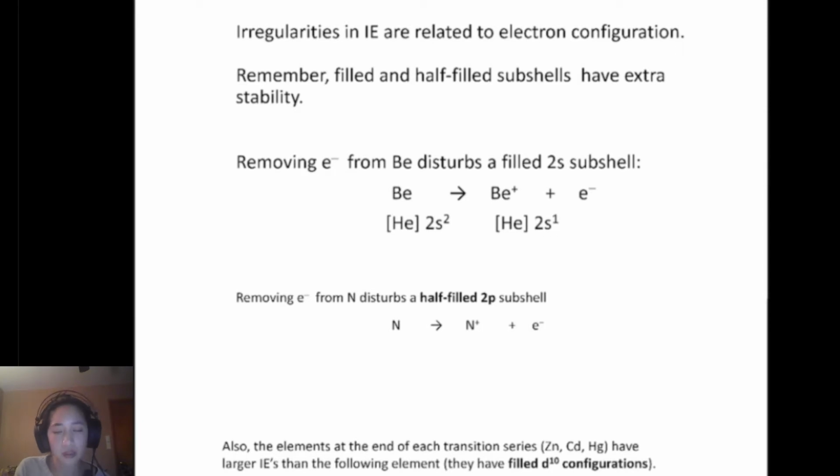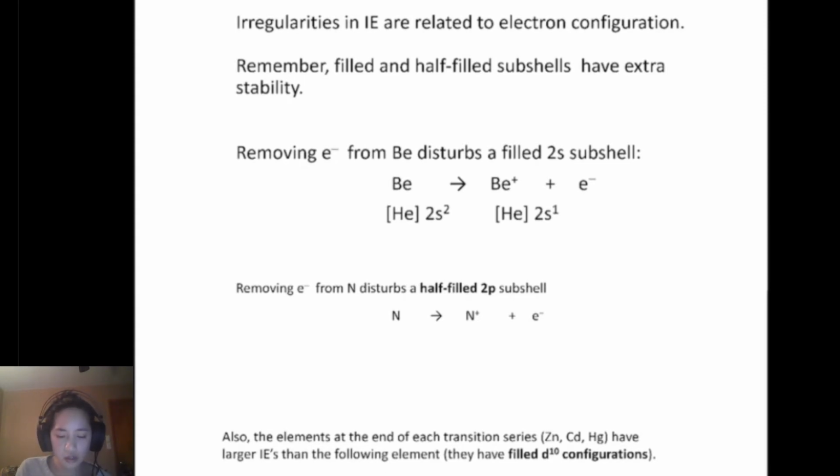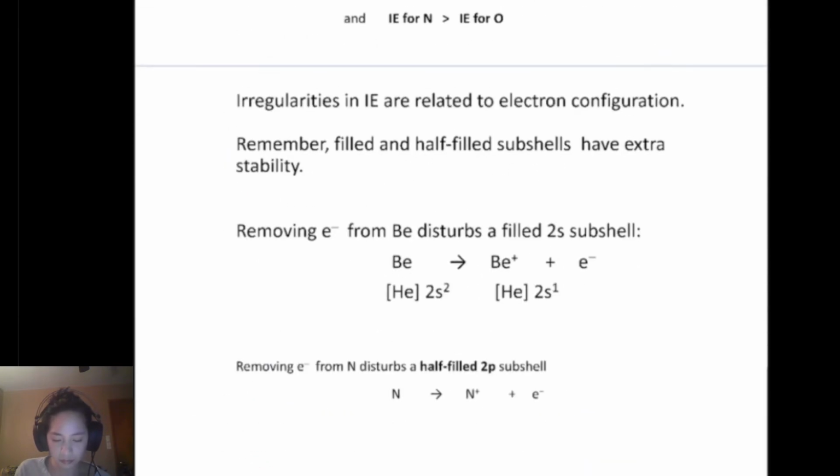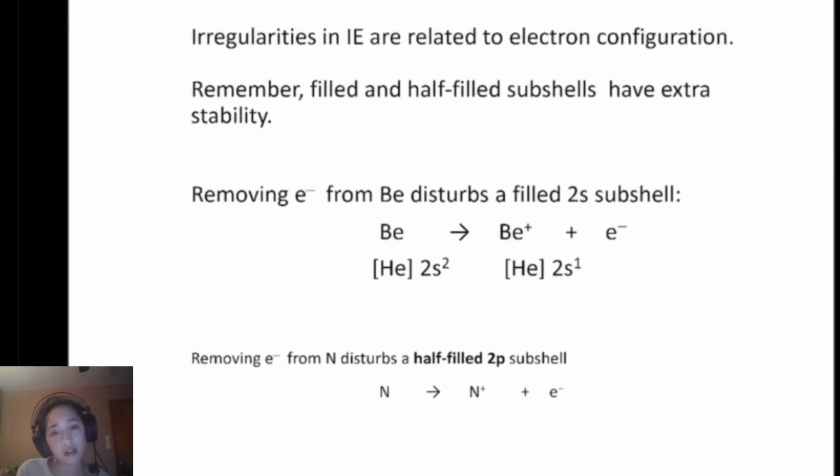So for beryllium, when we compare beryllium and boron, and ask why beryllium has a slightly larger ionization energy, this one's a little bit more straightforward to think about. If we write out the electron configuration for beryllium, we can write the noble gas configuration. The closest noble gas to beryllium is helium, and then to get to beryllium, we fill our 2s orbital with 2 electrons.